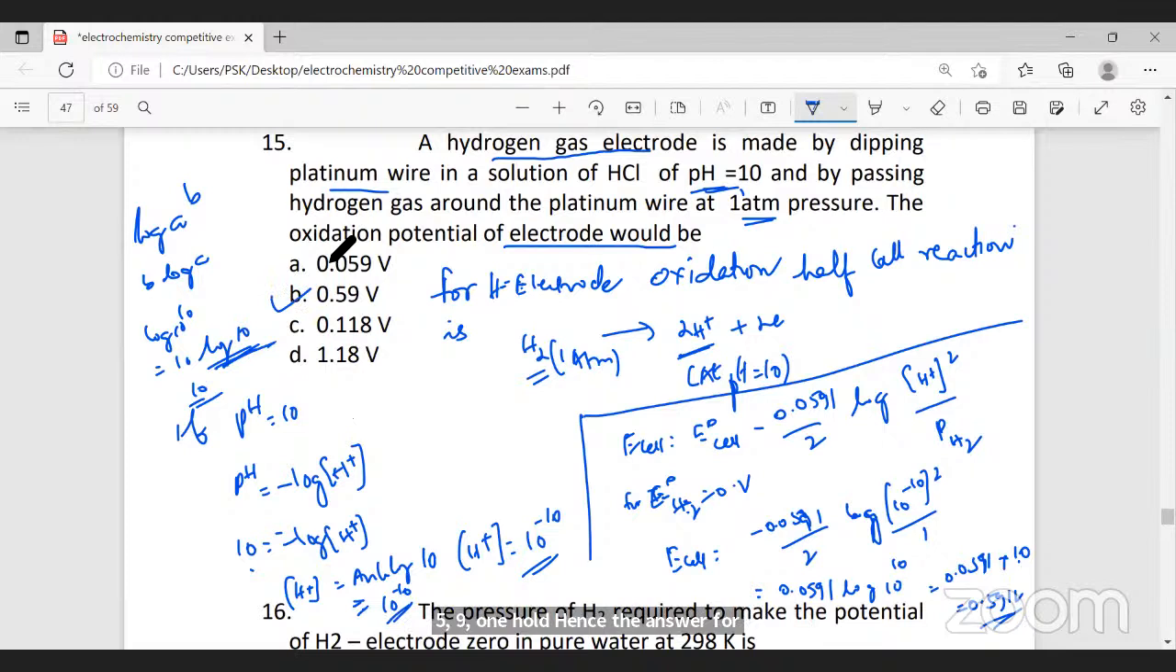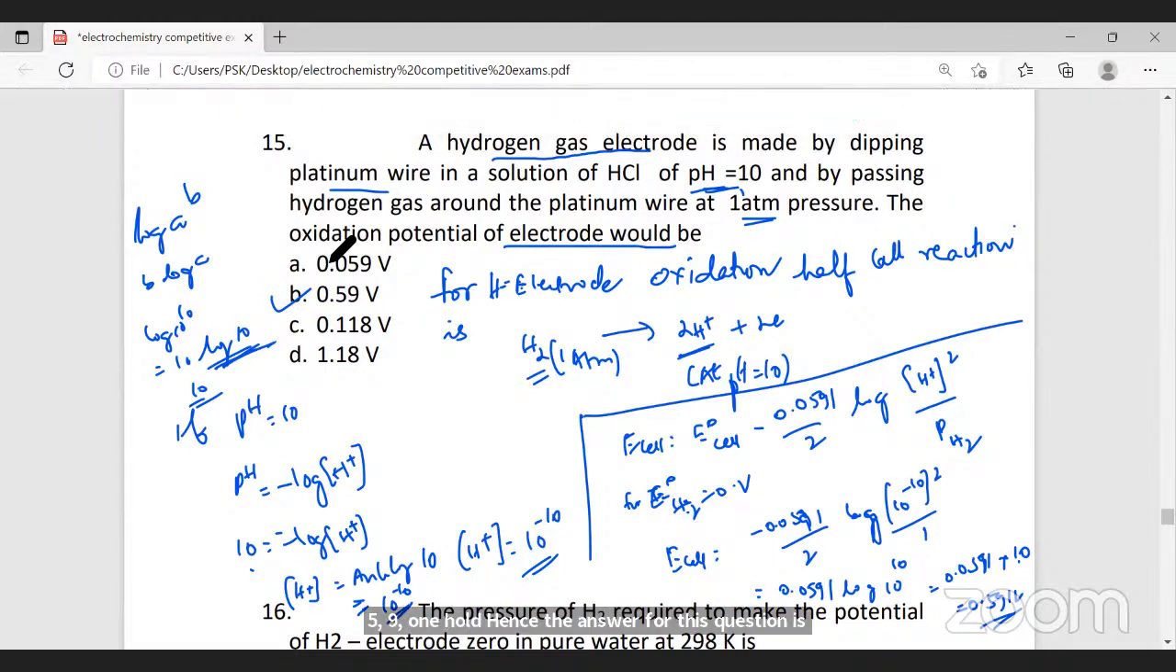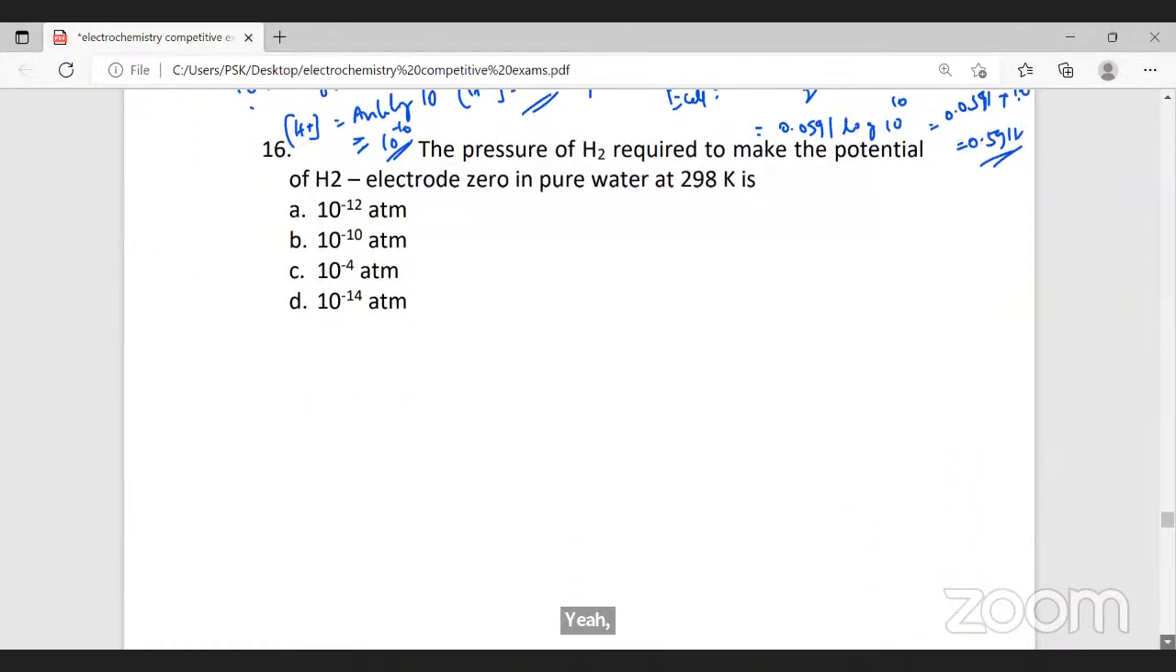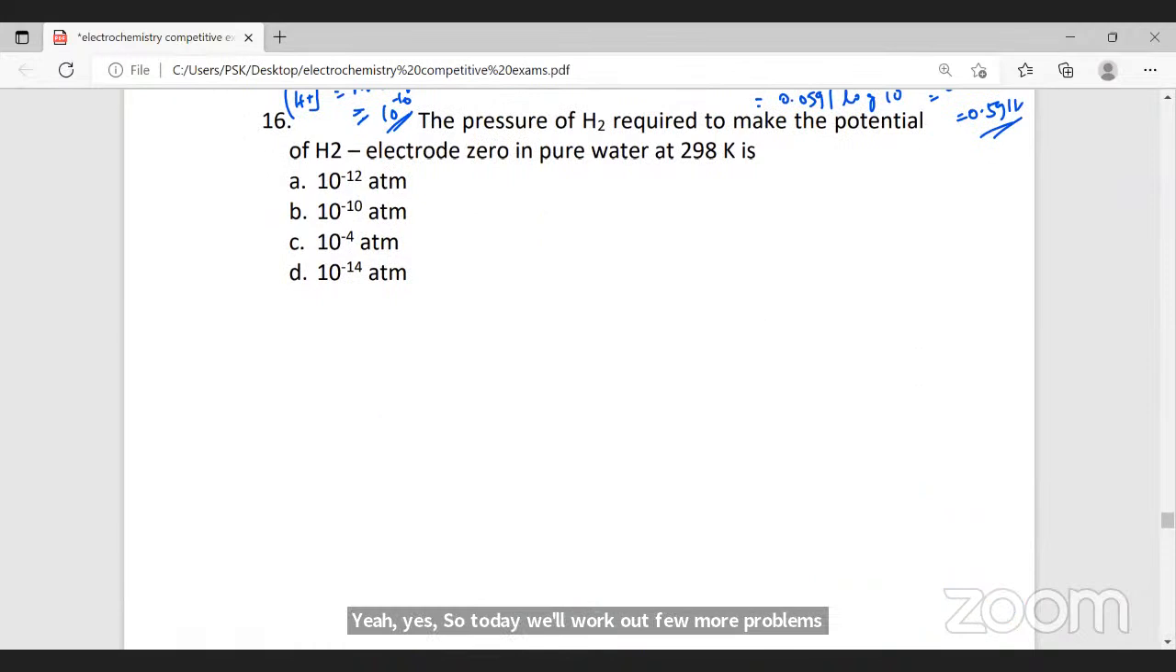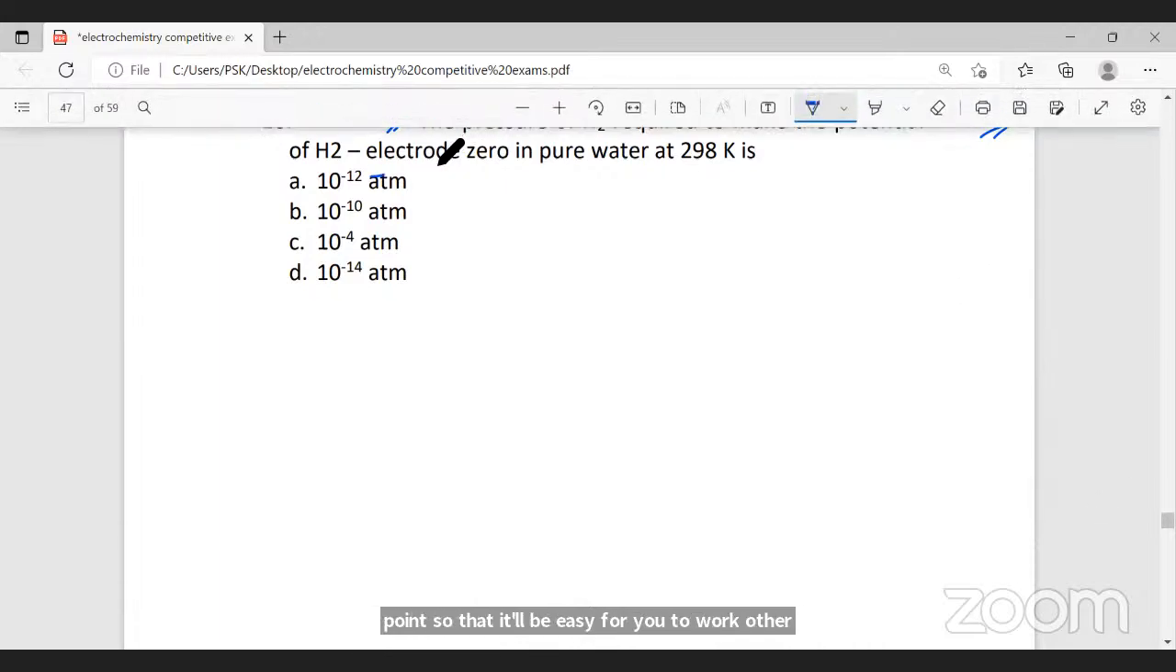Did you understand this question? Students, did you follow? Yes, sir. So today we'll work out a few more problems based on this concept. See, a lot of formulas we're introducing, a lot of different methods of working the problems. So you should concentrate and catch up the point so that it will be easy for you to work other problems. When you practice, it will be easy for you.